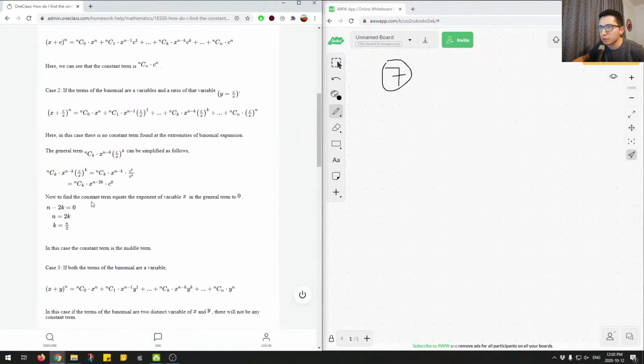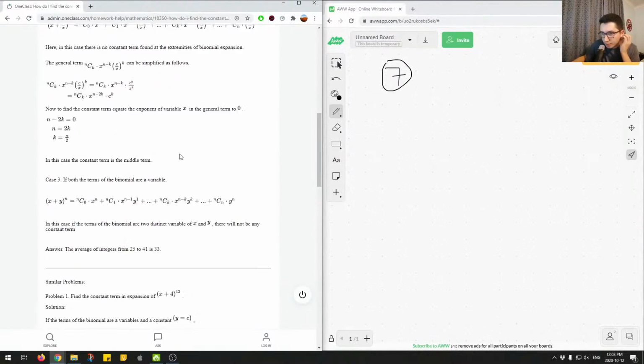So how do we find the constant term? Equate the exponent. In this case there's no constant term at the extremities of the binomial. There's no constant term at the last variable and there's no constant at the beginning. But there's a constant term in the middle. This can be found if we equate n minus 2k to 0. If we equate this, we get that k equals n divided by 2. So the constant term is in the middle term. In this situation, the constant term of this binomial expansion will be in the middle. That's how we find the constant term.